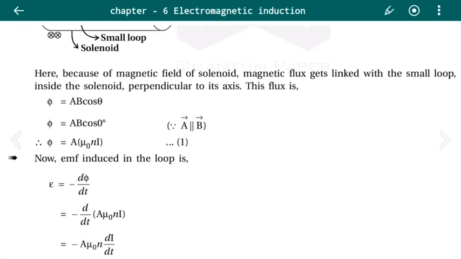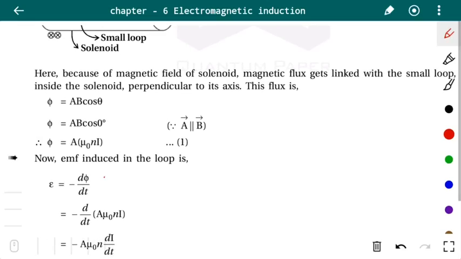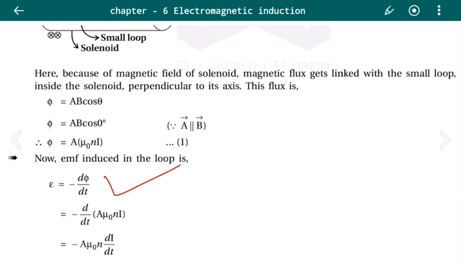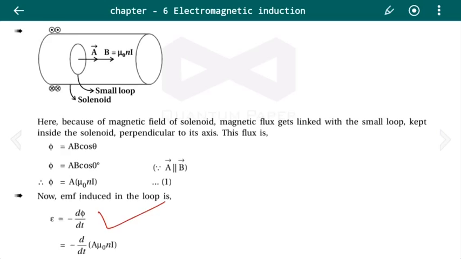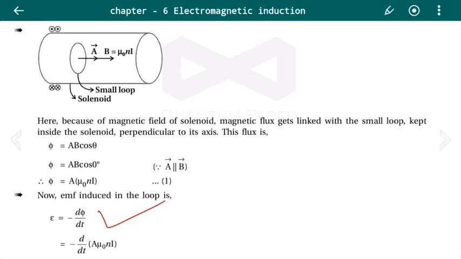So we know that induced EMF equals minus d phi by dt. We know this equation. So we need to find first phi. So here, because of the magnetic field of the solenoid, magnetic flux gets linked with the small loop kept inside the solenoid perpendicular to its axis.